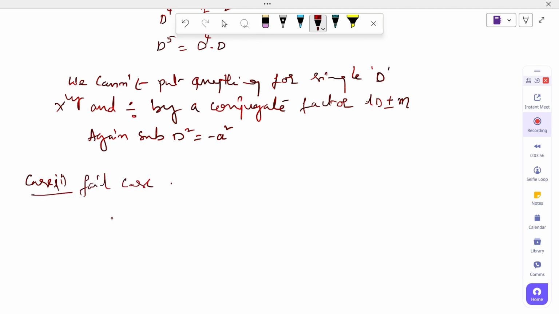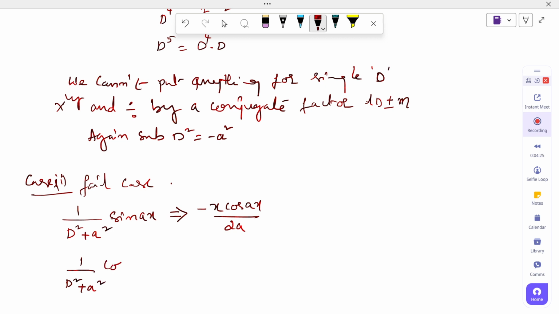In the fail case, what you have to do: when it is in the form of 1 divided by D square plus a square into sine ax, directly you are going to write it as minus x cos ax divided by 2a, whatever the value of a is, you have to replace over here. If it is in the form of 1 divided by D square plus a square into cos ax, it equals x sine ax divided by 2a.